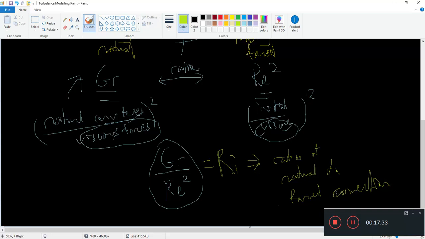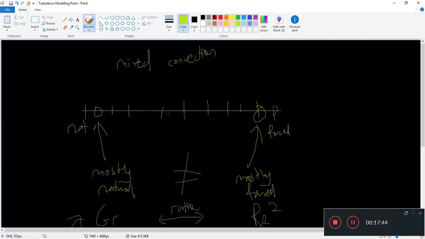Pardon the handwriting, but hopefully you get the idea. It's a ratio of natural to forced convection.